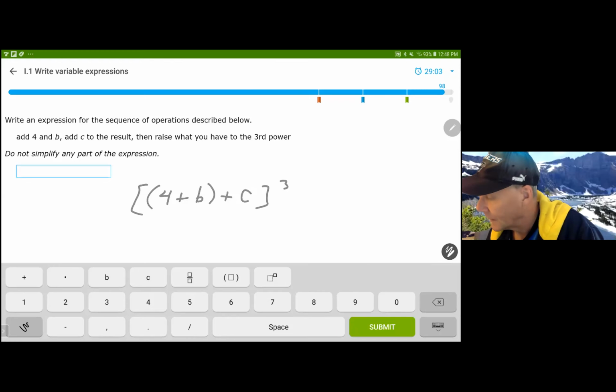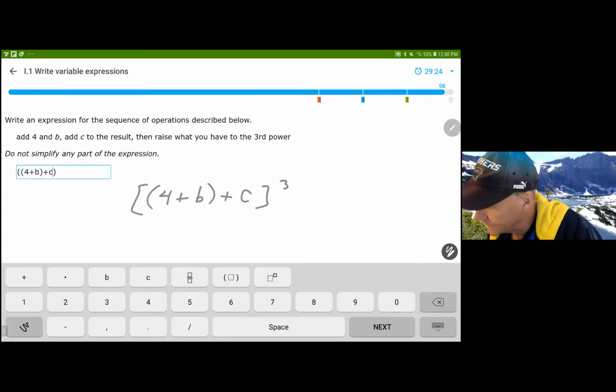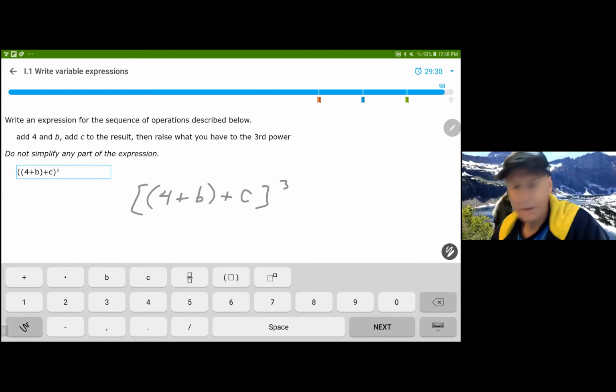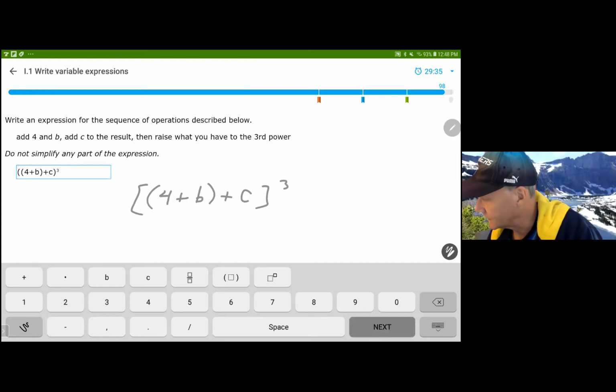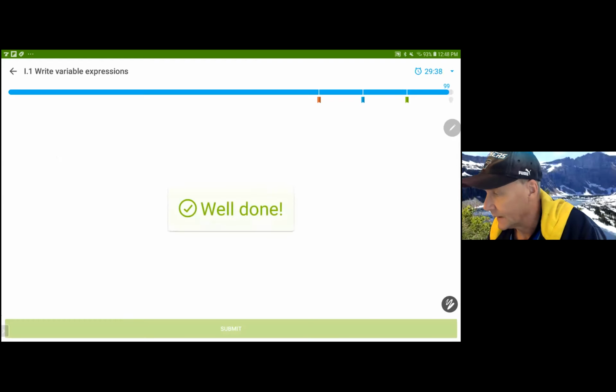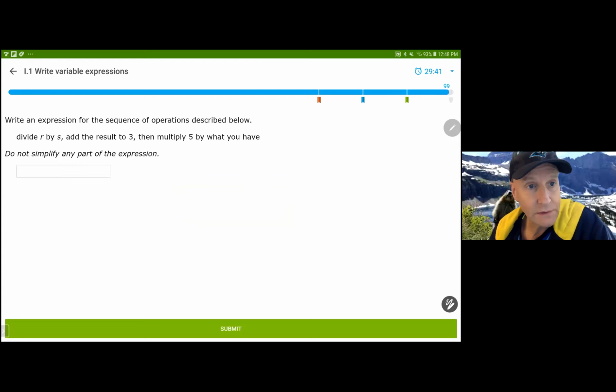Put this away. And we've got parentheses, 4 plus B plus C, just to go inside here. Come on, get in there. There it is. Plus C raised to the third power. Hopefully it likes this one. I don't see any place to put brackets, so hopefully it allows it. Yeah. Looks like I have one last one.